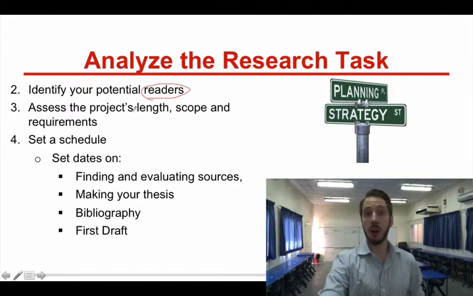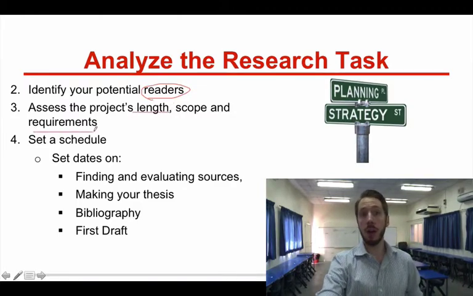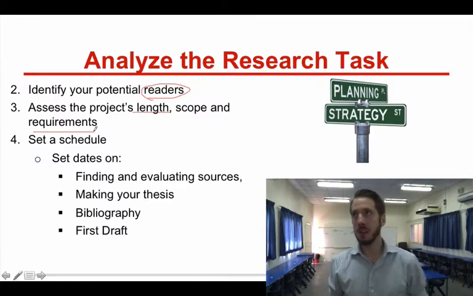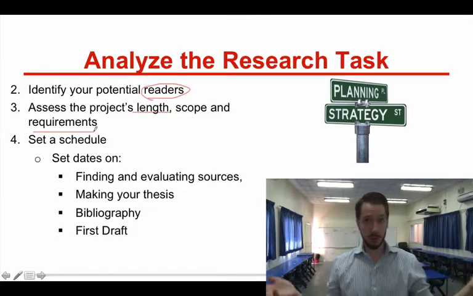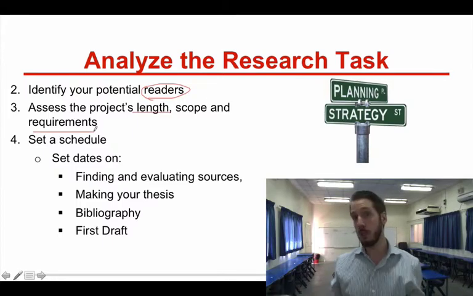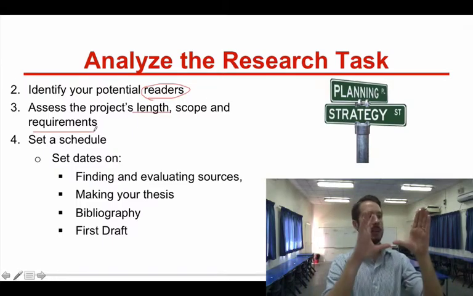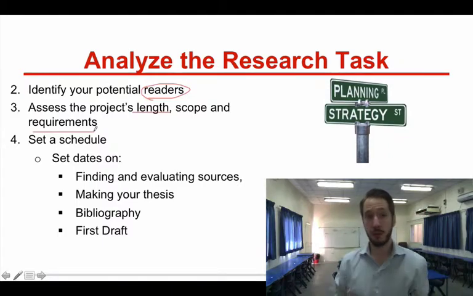How long is the argument going to be? What are the requirements going to be? If I'm only asking you to write a 3-page essay, you're not going to do as extensive of research as if I'm asking you to write a 20-page essay. So you have to think about, well, what are the requirements and how much research would be appropriate for that?